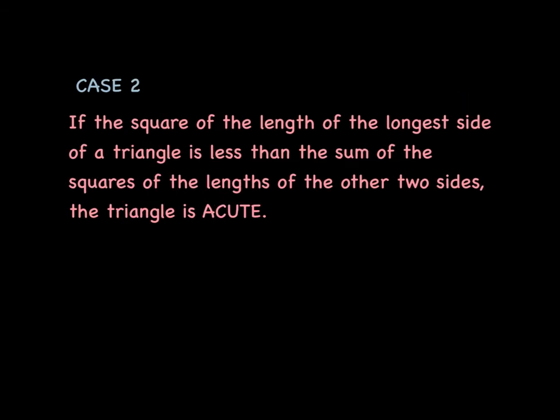Our second case is if the square of the length of the longest side of a triangle is less than the sum of the squares of the other two sides, then the triangle is acute. So if c squared is less than a squared plus b squared. So let's look at an example for that.